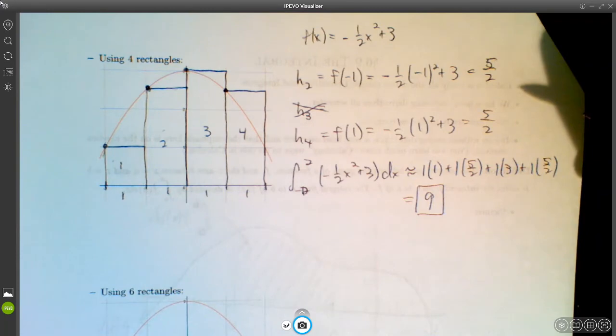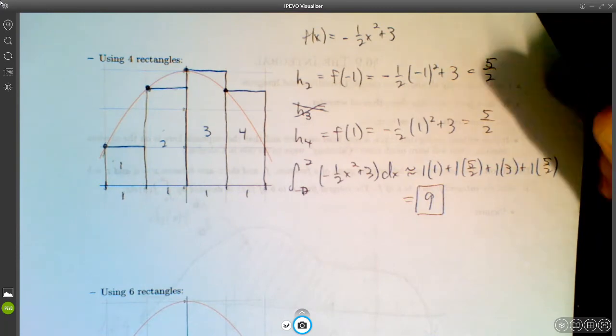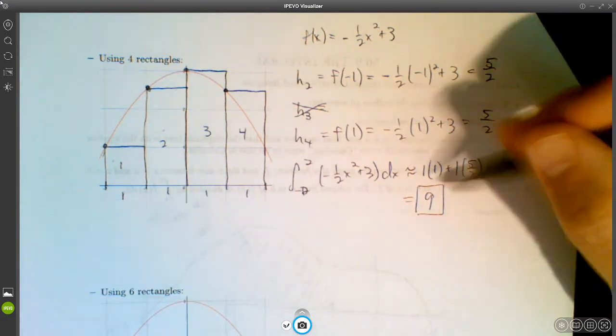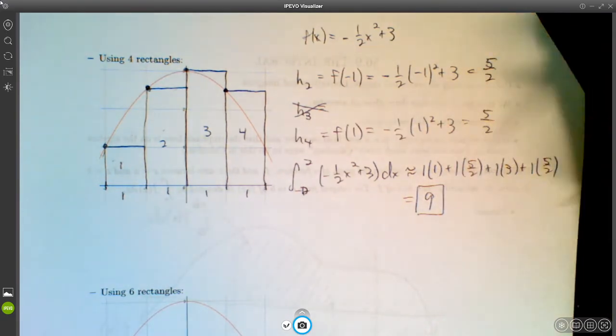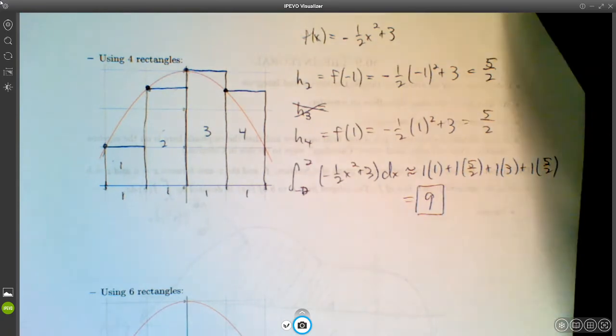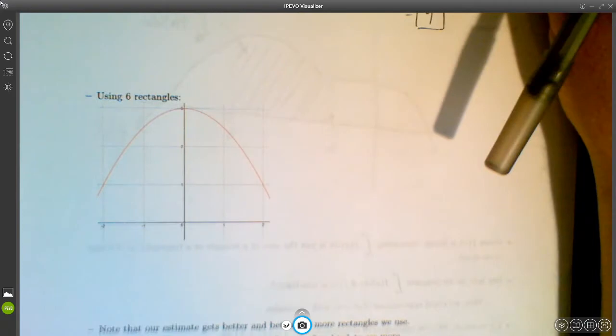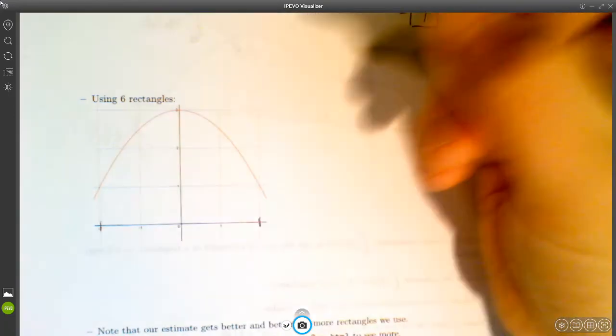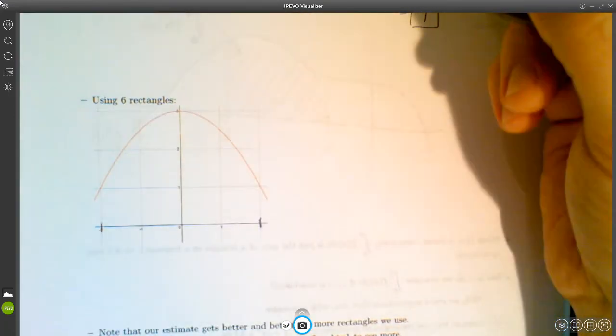Okay, so when we approximated with 2 rectangles, we said that the integral was approximately 8. Now that we're approximating with 4 rectangles, we're saying that the integral is approximately 9. Let's say that we wanted to use 6 rectangles. Well, first of all, I would need to divide this region into 6 equal parts. How am I going to do that?